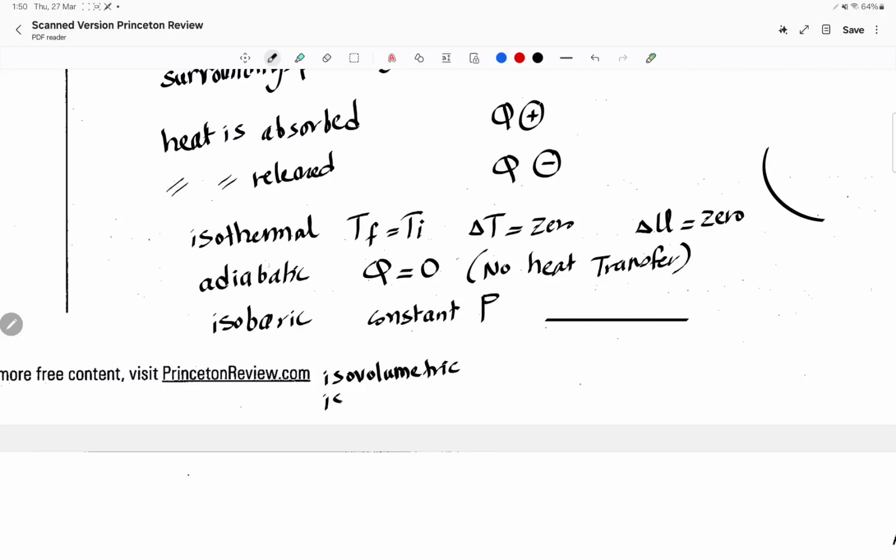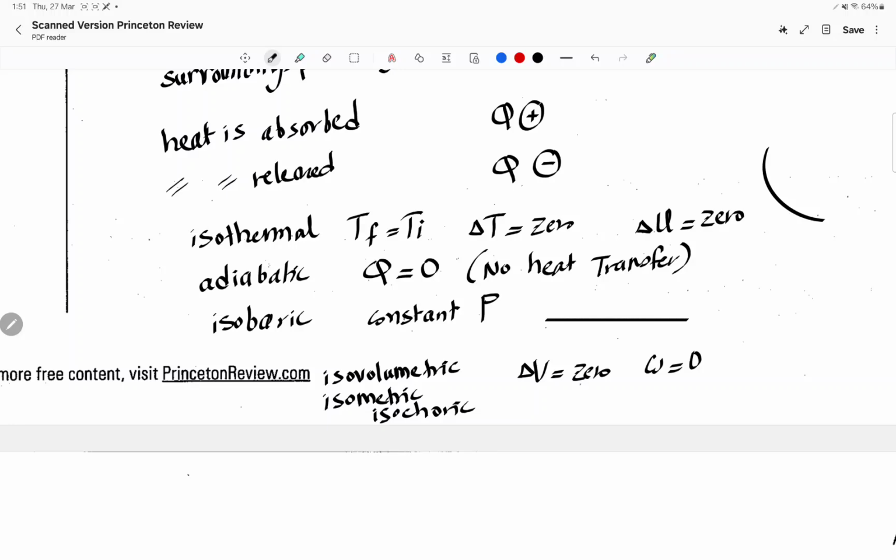And if we have volumetric, it's also called isometric. It's also called isochoric, where delta V is 0. And so the work is also equal to 0. Okay. Oh, and adiabatic also has a concave up.